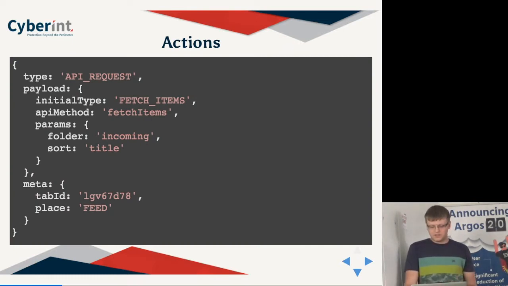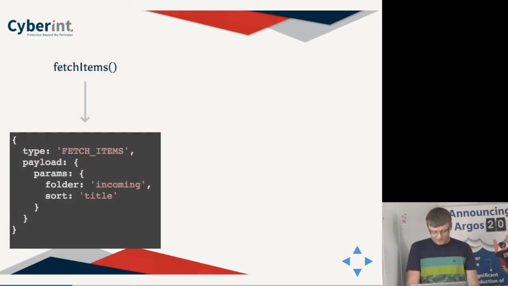In middle-sized applications, actions become more and more complex, with a lot of meta information which other modules rely on. In this example, it's an action which needs to trigger a call of an API method, fetch items, with parameters like which folder and which sorting, and in which tab this action occurs, and also in which place in the UI this action relates. Imagine that you have hundreds of such actions and you need to refactor them. You need to go all over and replace them, so it will be quite painful.